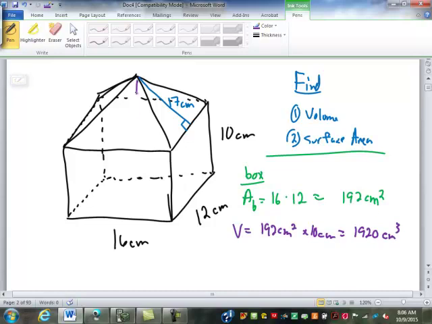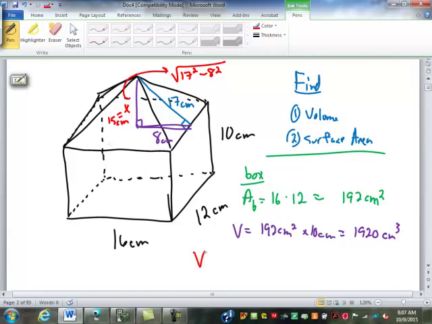Up top, we need to know the height of this. We can find that height, because this is 8 centimeters. That's 17 centimeters, working our way backwards. So this is going to be the square root of 17 squared minus 8 squared. Why is it minus? Because we have the hypotenuse and we're working our way backwards to one of the legs. Whatever this is, if that were x, it'd be x squared plus 8 squared equals 17 squared. We're working our way backwards, so we're going to subtract the 8 squared from the 17 squared, giving us that this is 15 centimeters of height.